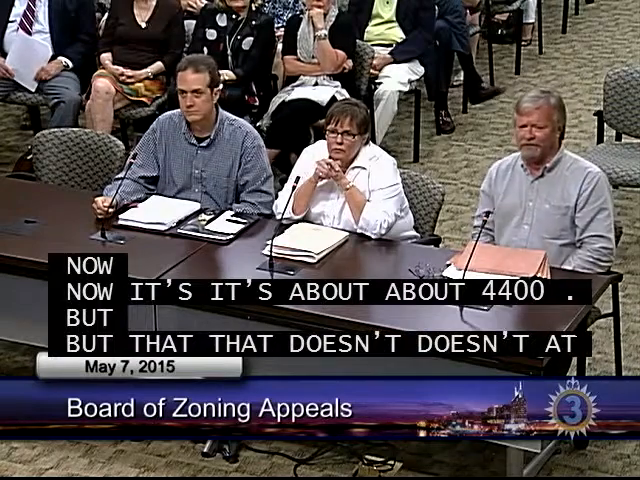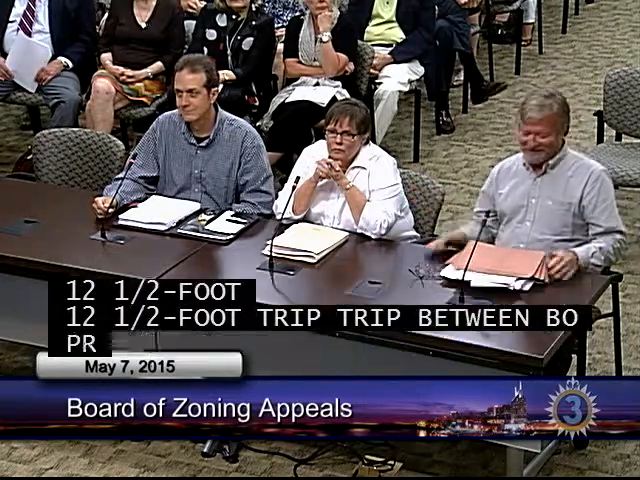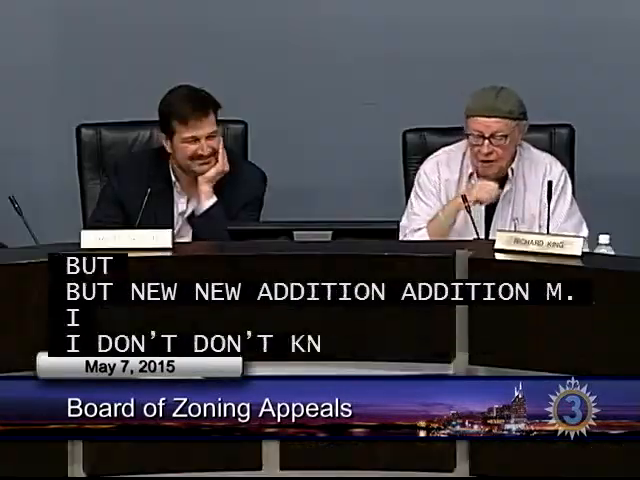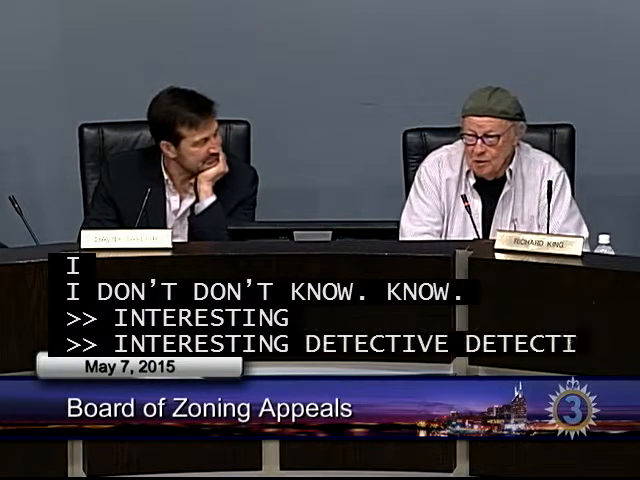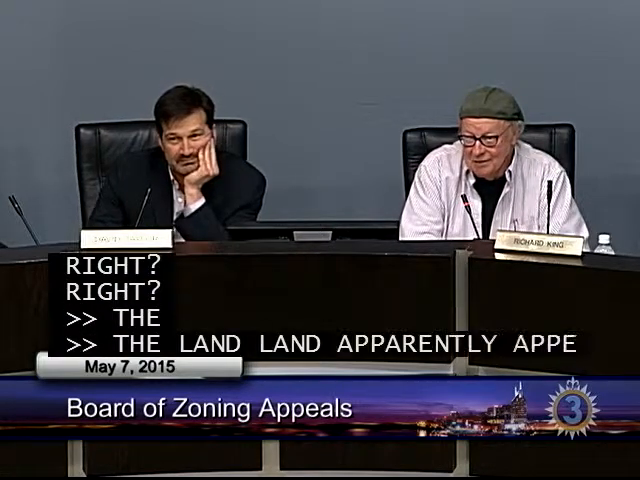But that doesn't affect the Chestnut Street. But I even found there might be a 12.5-foot strip between the 2 properties that still belongs to John Moore, and it was theirs. Doesn't affect the Chestnut Street, but the new addition may be on that, I don't know. Interesting detective work, right? And land apparently doesn't shrink or expand over a period of time, does it? It's not supposed to.